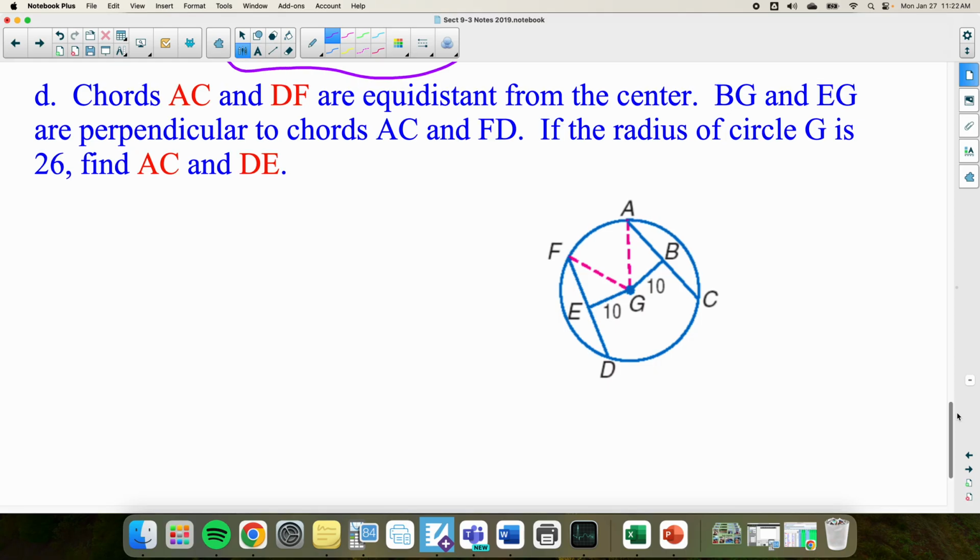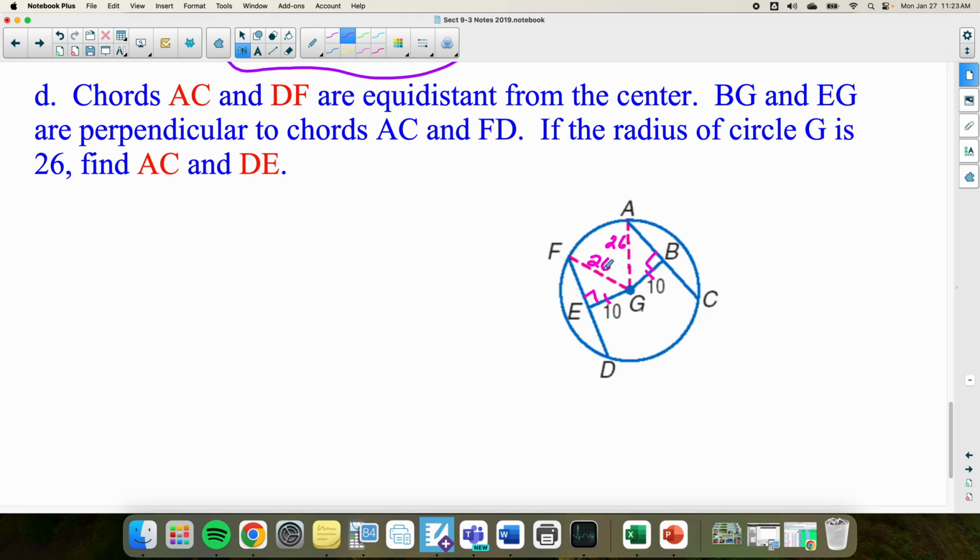Then let's look at this one. Chords AC and DF are equidistant from the center. Now one thing, sometimes our book forgets to do this, but this really is only true if these are perpendicular distances, and sometimes they forget to do those right angles. It says BG and EG, oh, it tells us they're perpendicular. If the radius of circle G is 26, what that tells us is this is 26, okay?